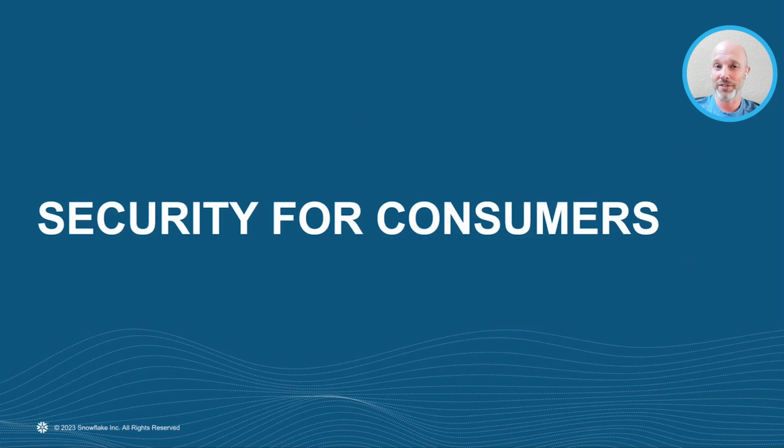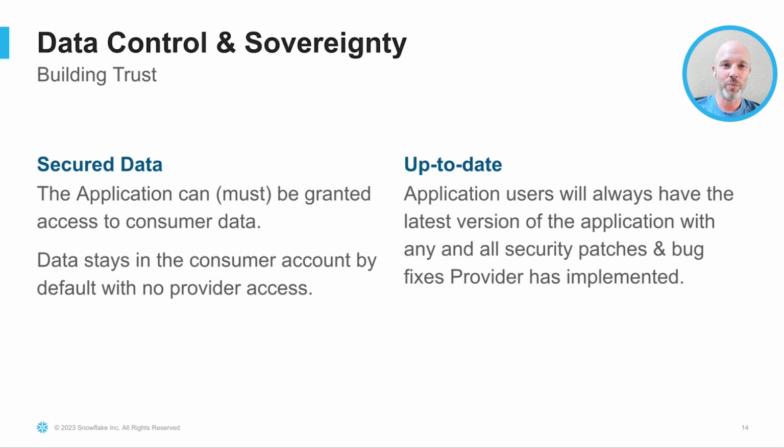Now we're going to go into what this looks like for the consumer. And really, the first part I would look at is just how is the data kept in their control and how do they have sovereignty over their data? How is this trust on their data something that is better than all other software patterns that we've seen historically? And it really is around the way we've secured data. The application really must be granted access to any data that the consumer wants it to have access to.